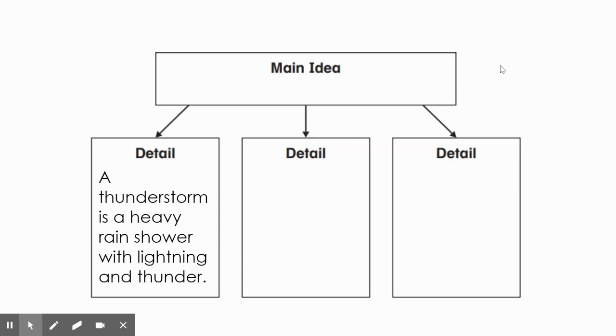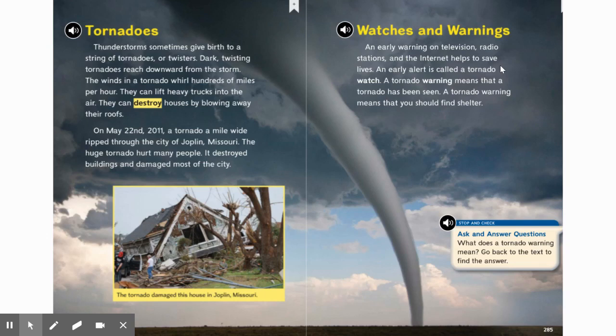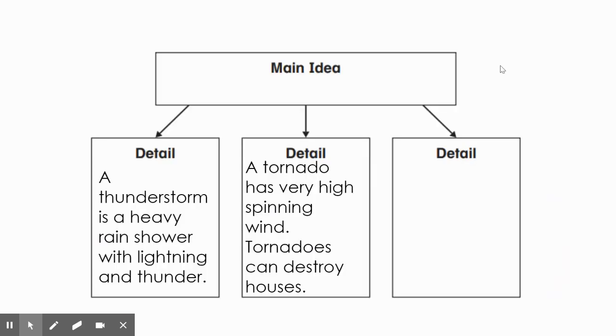For our first key detail, we described what a thunderstorm was. So maybe for our second key detail, we could describe what a tornado is. What would you say, second graders? How would you describe what a tornado is if someone asked you? I would say that a tornado is really high speed spinning winds and it can cause a lot of damage. So I wrote, a tornado has very high spinning wind and tornadoes can destroy houses.